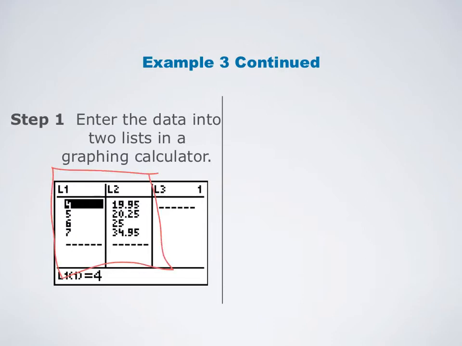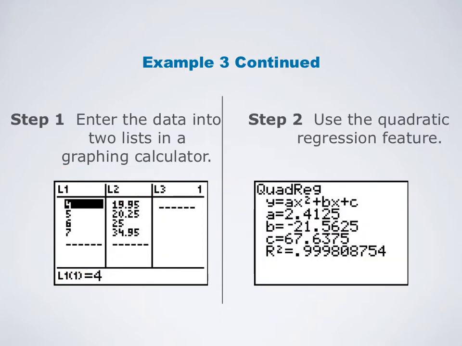Again, step 1, you can see we have our two lists, L1 and L2. If you need to clear those out again, go all the way to the top and hit clear. Don't hit delete. Delete gets rid of everything, and then we have to reset your calculator, which is no fun. So just hit clear and get rid of that data, and then you can go from there. Step 2 then is actually doing that quadratic.